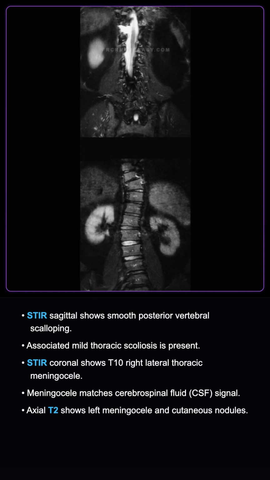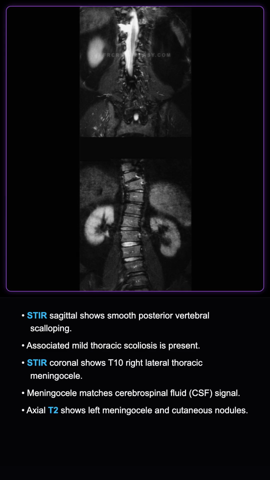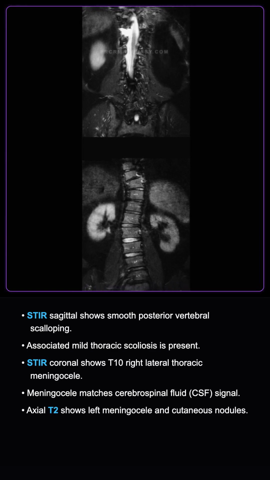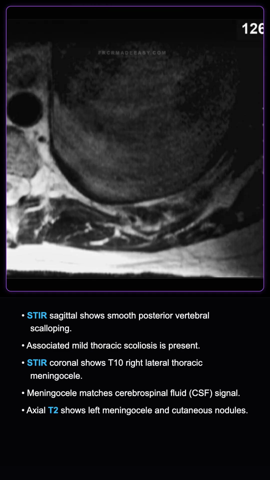At the T10 level on the coronal STIR image, a well-defined right-sided hyperintense lesion is seen projecting laterally from the spinal canal through the neural foramen. This lesion matches CSF signal on all sequences, indicating a lateral thoracic meningocele.